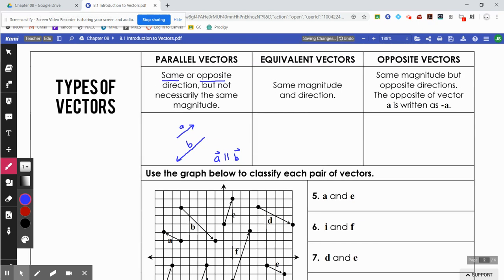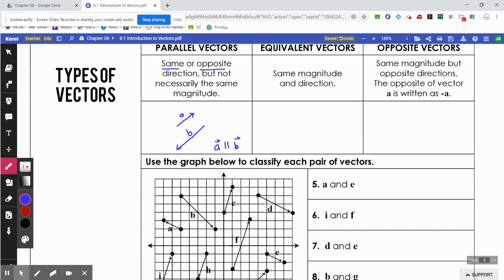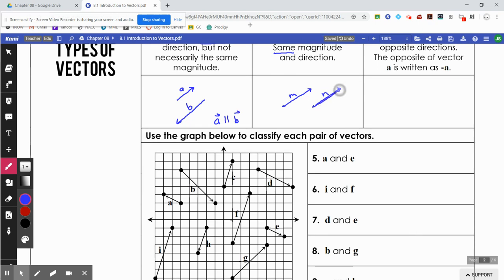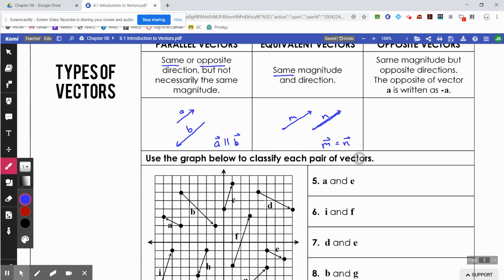Next up, you have equivalent vectors. Equivalent vectors have the same magnitude and direction. So you've got to be really careful there. So if you had a vector M, maybe, and then over here another vector N, now they have the same direction. Notice they're both traveling in a northeast direction, identical direction. So here your vector M and vector N are the same or equivalent vectors.